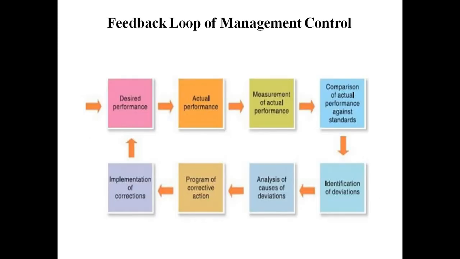Okay, then let's see a feedback loop of management control, or the stages of the feedback controlling process. It is the same as that of the basic control process. It starts from determination of desired performance or the setting of standards. Then actual performance will take place. Then they will measure the actual performance of the employees and the departments. Then they will compare the actual performance with the standards.